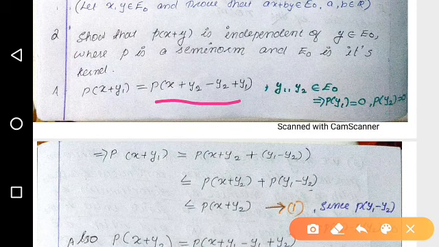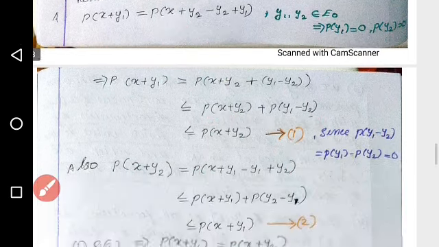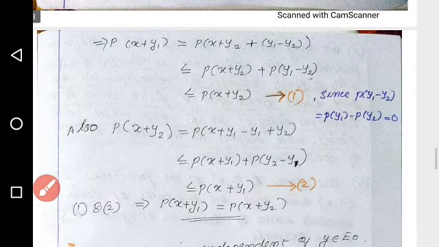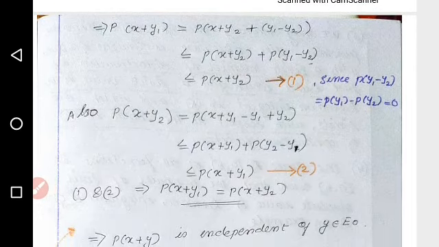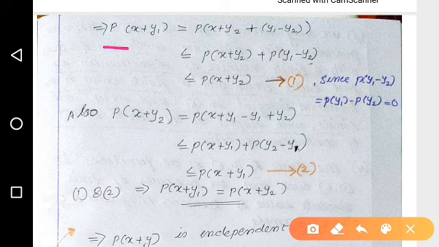We can write like this: P of x plus y1 is less than or equal to P of x plus y2 plus P of y1 minus y2. Since y1 and y2 belong to E naught and E naught is a kernel, P of y1 equals 0, P of y2 equals 0, that is P of y1 minus y2 is also equal to 0. That is, from the first equation we get P of x plus y1 is less than or equal to P of x plus y2.